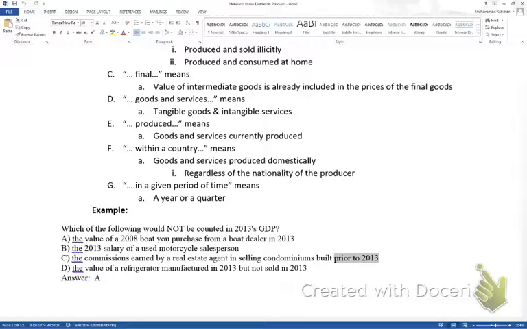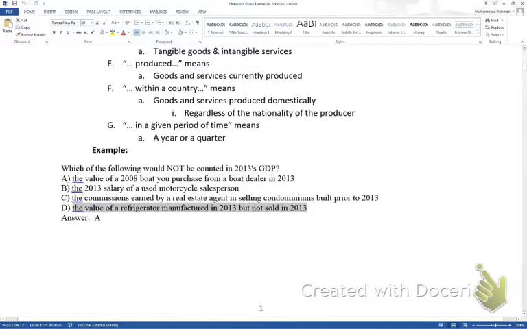D, the value of a refrigerator manufactured in 2013 but not sold in 2013. This is a tricky one, and we're going to come back to that in a minute. This kind of situation where you produce something and you don't sell that good in that year is called an inventory. And for reasons that are quite important, we are going to see that this kind of inventory is part of the GDP calculation in the year that it was produced. So this refrigerator was produced in 2013, although it was not sold in 2013, it should still be part of 2013's GDP calculation. So that's our example.